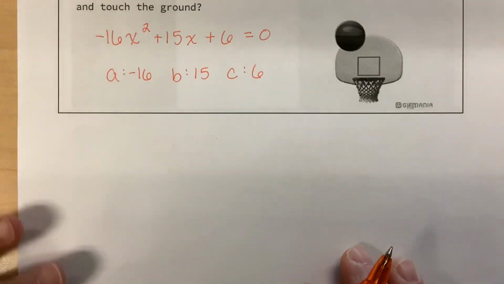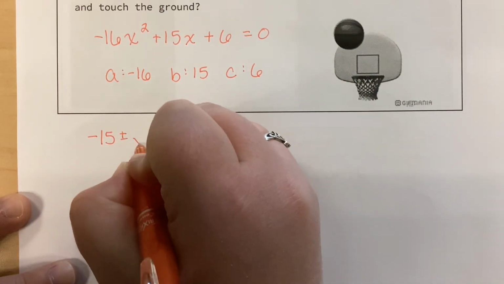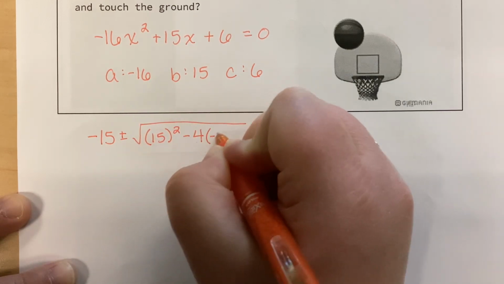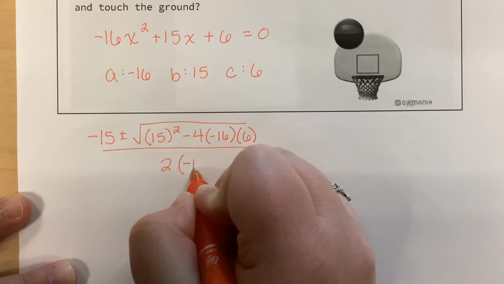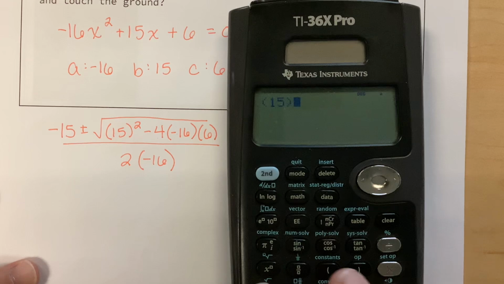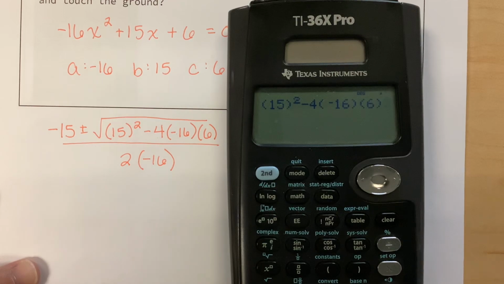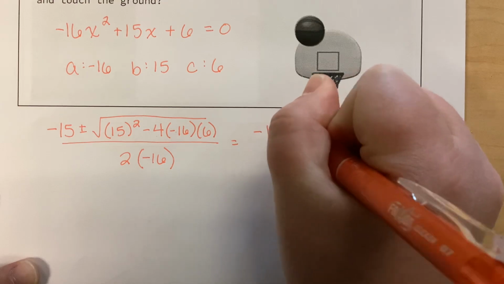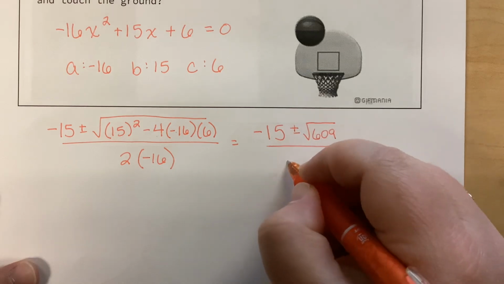All right, so let's take a look at how this works out. The opposite of b is negative 15 plus or minus the square root of 15 squared minus 4 times negative 16 times 6 all over 2 times negative 16. All right, here we go. We have 15 squared minus 4 times negative 16 times 6, which is 609. So I have negative 15 plus or minus the square root of 609 over 2 times negative 16 is negative 32.